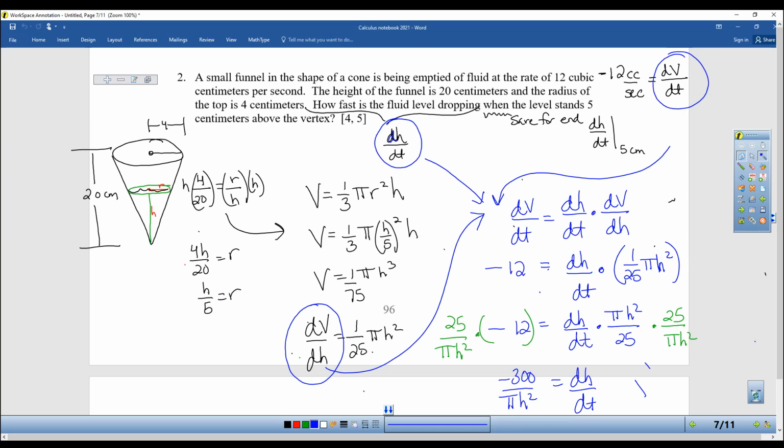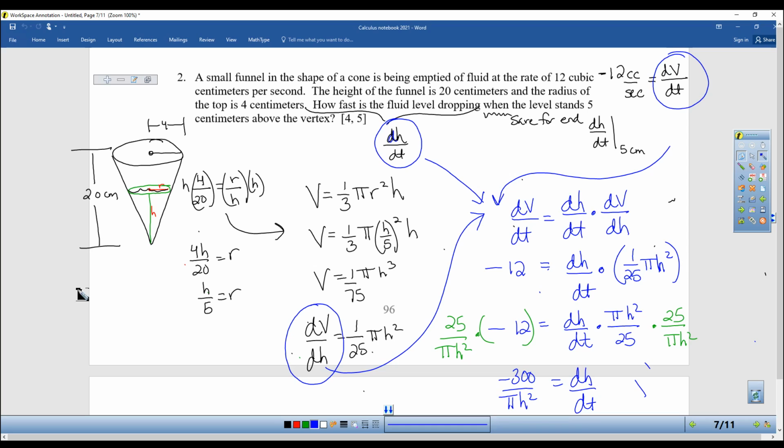So does it make sense that it's negative? Absolutely. If the volume's going down, then the height is also going down. So what have I found? I have found a formula for the rate at which the height is changing at any time. If you tell me the height, I'll tell you how fast it's going down.